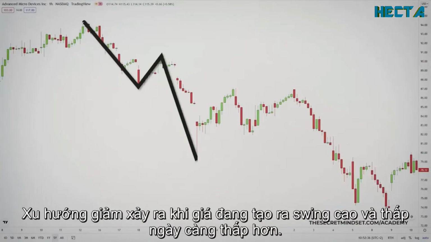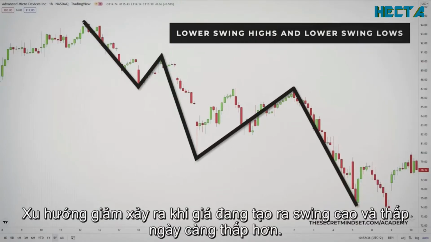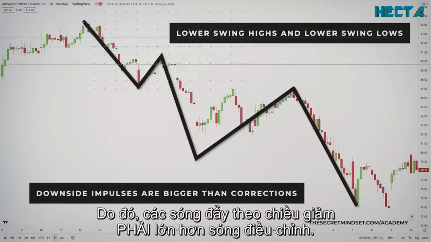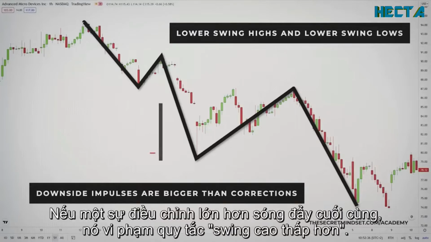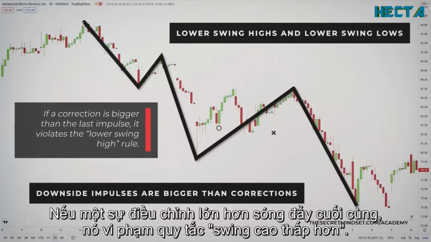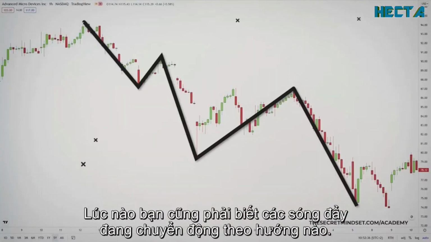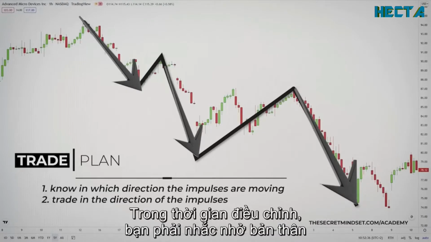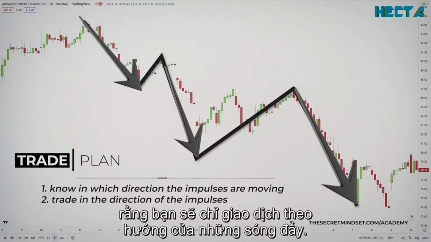Downtrends occur when the price is making lower swing highs and lower swing lows. Therefore, the impulses to the downside must be larger than the corrections higher. If a correction is bigger than the last impulse, it violates the lower swing high rule. At all times, you must know in which direction the impulses are moving. During a correction, you must remind yourself that you only want to trade in the direction of the impulses.